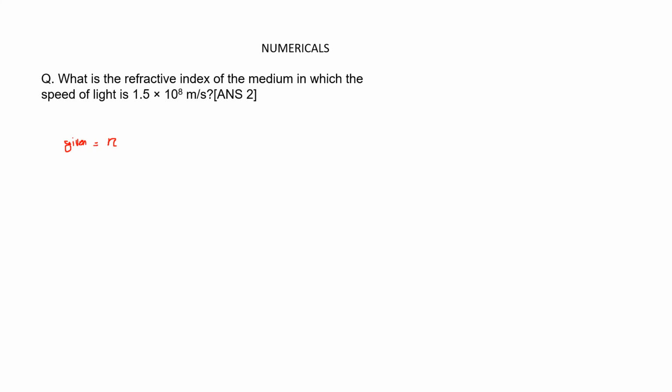In case of given, they have given the speed of light in medium, right? So speed of light in medium, that will be v. Speed of light is 1.5 into 10 to the power 8, and we know the speed of light in air is 3 into 10 to the power 8.